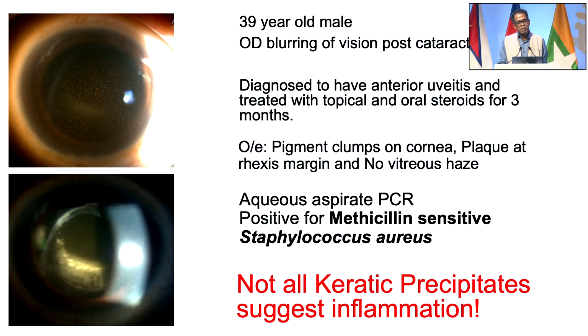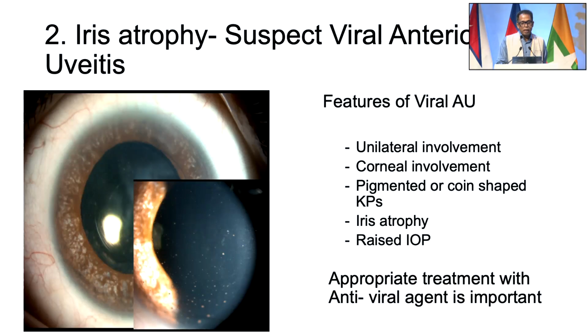Now you see this case, a 39-year-old male complaining of blurring of vision post-cataract surgery, diagnosed to have anterior uveitis, treated with topical and oral steroid for 3 months. Pigment clumps on the cornea, and the aqueous aspirate showed that it's a methicillin-sensitive Staphylococcus aureus. So sometimes chronic endophthalmitis can present with chronic inflammation, and you need to understand that not all keratic precipitates suggest inflammation.